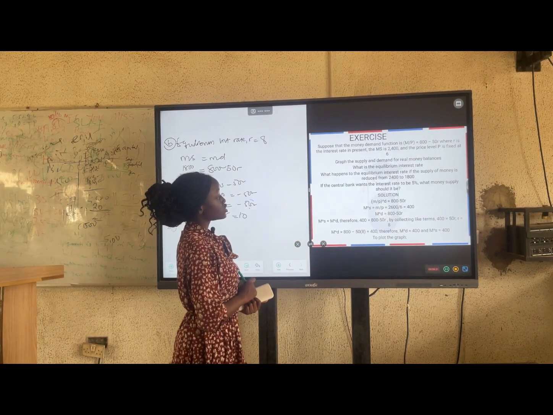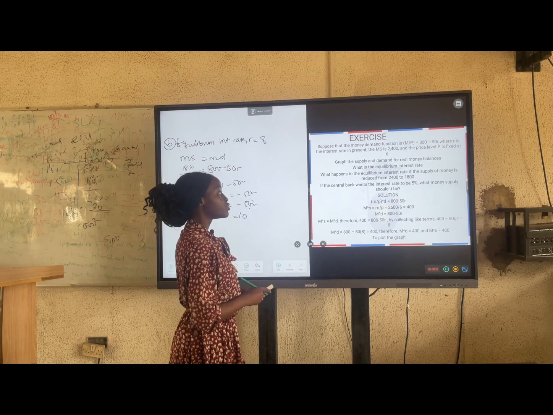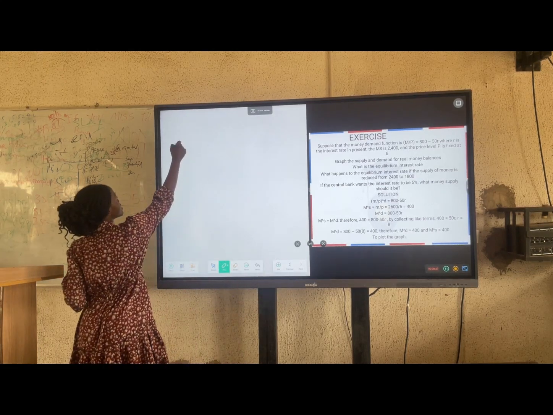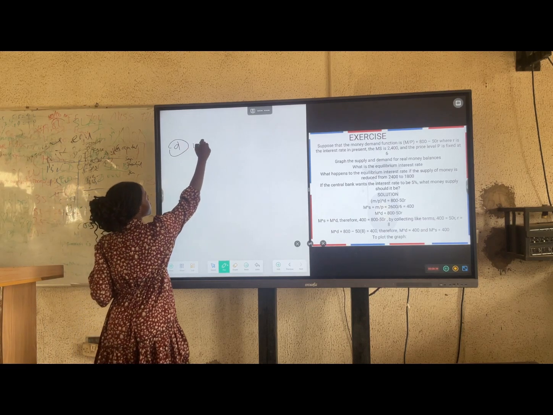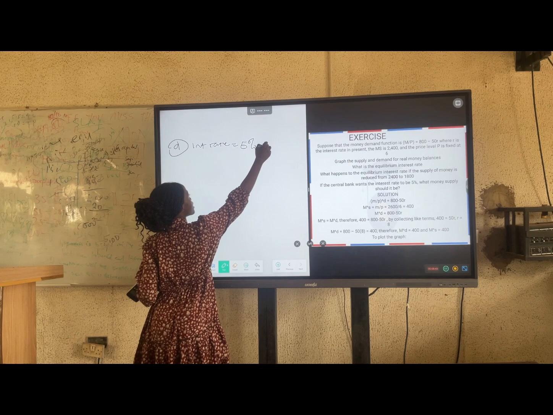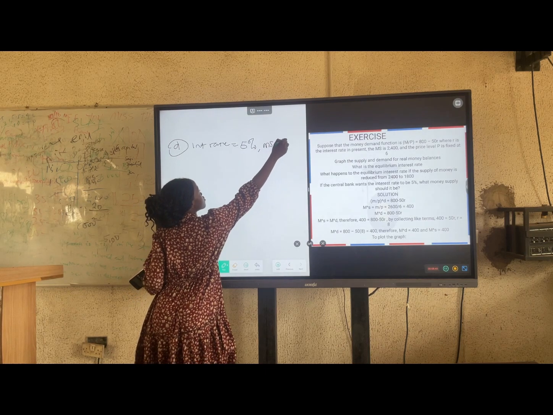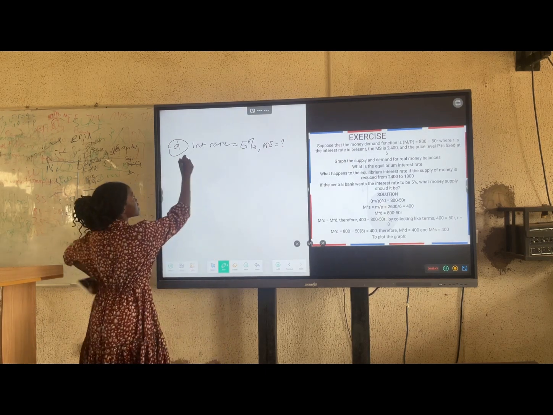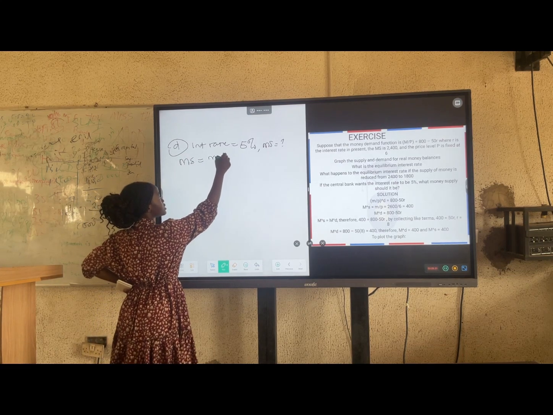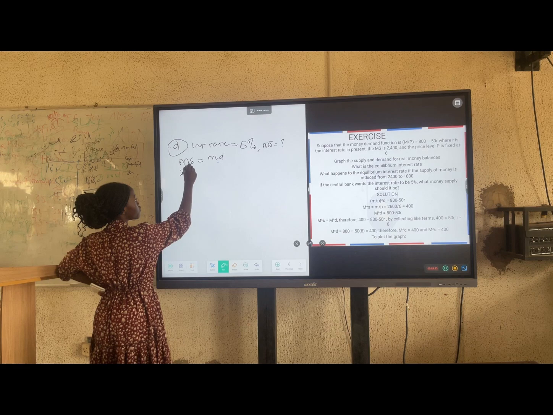Then the next question says if the central bank wants the interest rate to be 5%, what money supply should it be? So now we'll be looking for the money supply. Interest rate is 5% and money supply is what we don't know. So we do our normal money supply equals money demand.